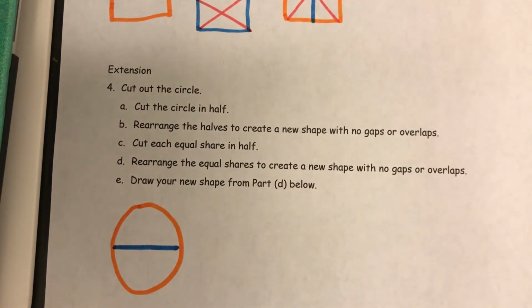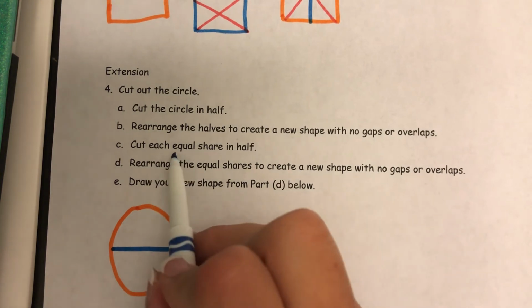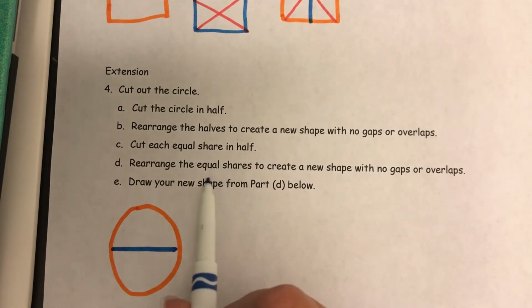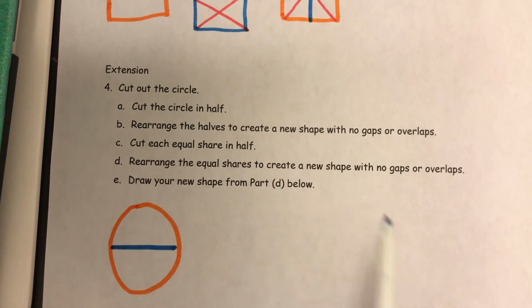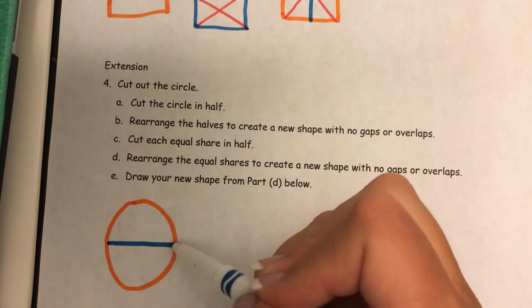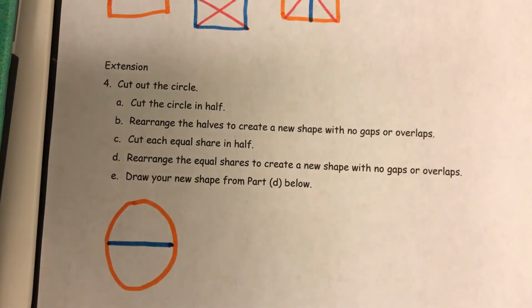Okay, it says cut out each equal share in half. Rearrange the equal shares to create a new shape with no gaps. This is a little bit harder to do because this is a circle. So I would suggest just leaving it something like this. It's fine.